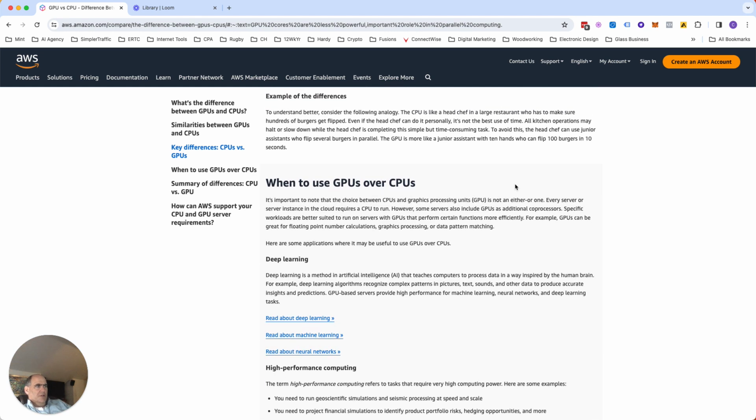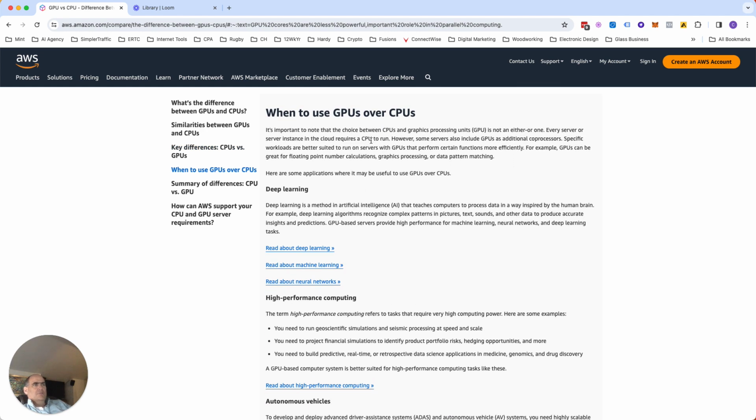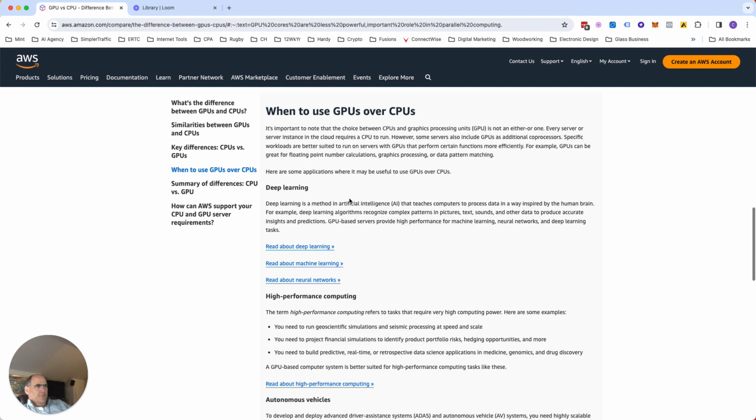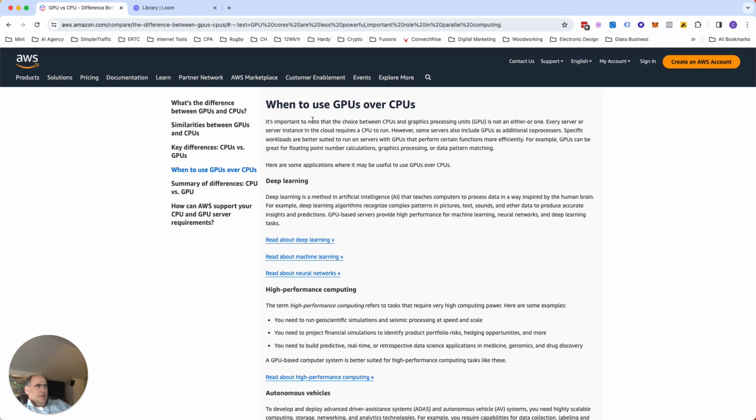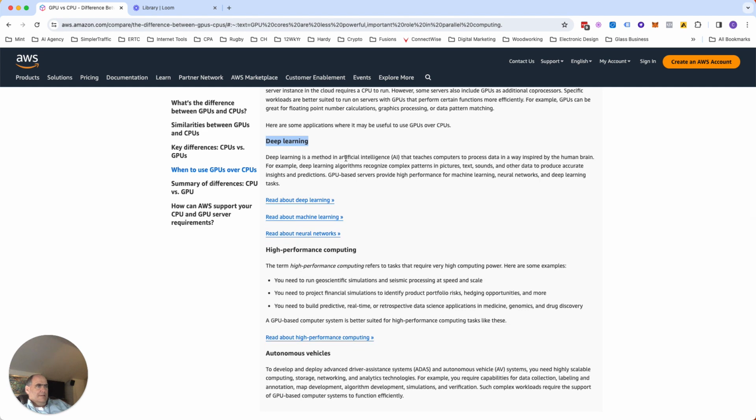So that's really a good point. They're just different tasks. But why do we use GPUs? What are we going to use them for? Well, they give some examples here. It is for big data, for large language models, for AI processes and so forth.